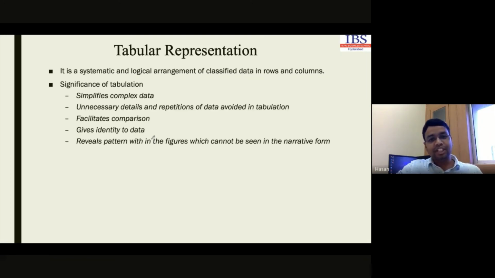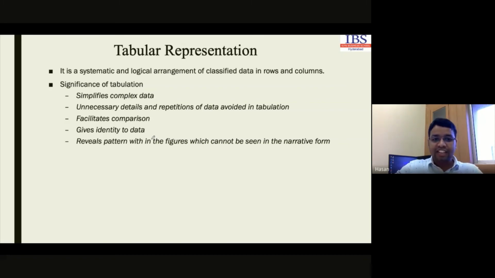The significance of tabular representation is that it simplifies the complex set of business data into a simple one. That means we have the raw data and we put it in a table, so it simplifies the concept. Unnecessary details should be eliminated. Repetitions of the data should be eliminated. It facilitates the comparison of the data. If we have data in multiple columns for different parameters, then we can easily compare it.